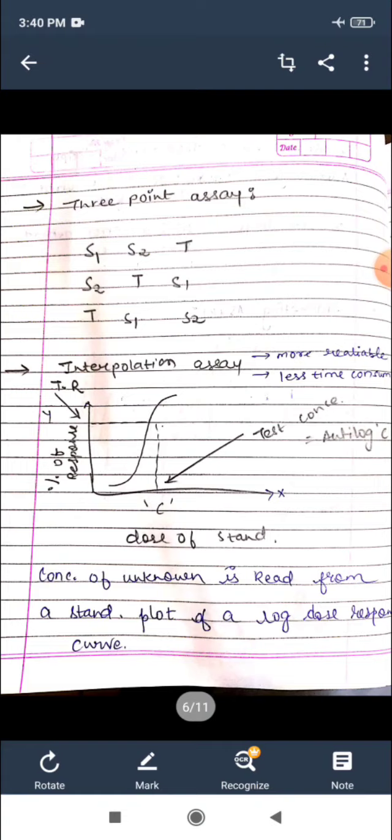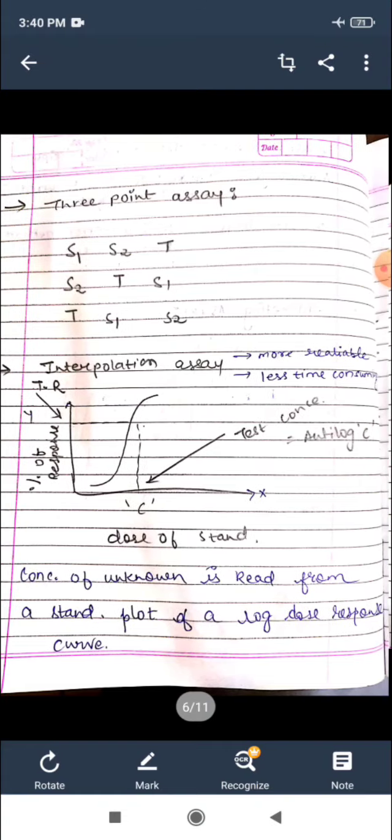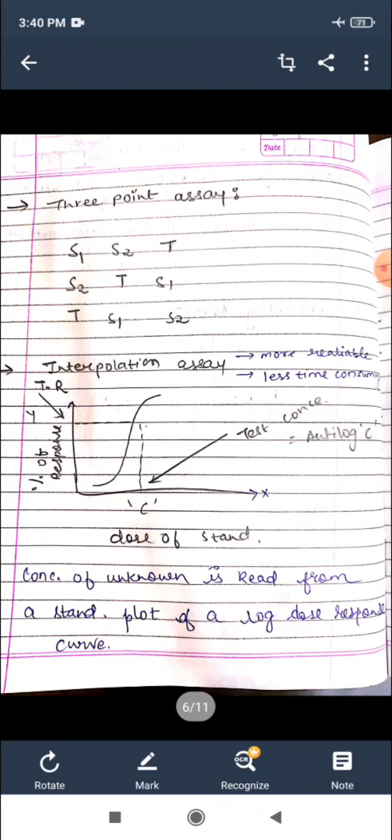So ultimately we get the sigmoid shape of the DRC. In this type of bioassay, the concentration response curve of the standard substance is first established, then 2-3 responses of the test substance are recorded. The selection of the test response should be such that they lie on the linear portion of the concentration response curve of the standard drug.